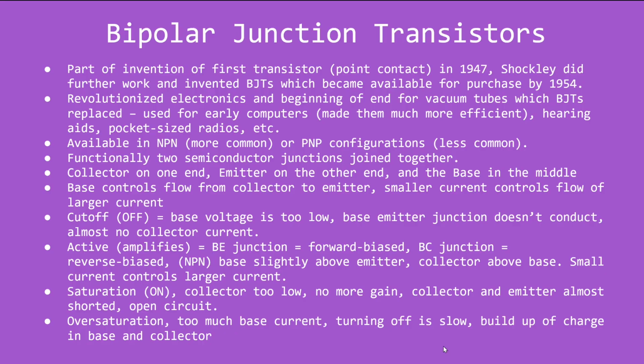Basically, the base is just slightly above the emitter, sorry. And you're getting a small current controlling a larger current. And then saturation is basically it's just flat out on. So the collector's too low, no more gain. Collector and emitter basically shorted is like a closed switch. If you're switching, you're looking to go between cutoff and saturation. If you're amplifying, you're going between cutoff and active.